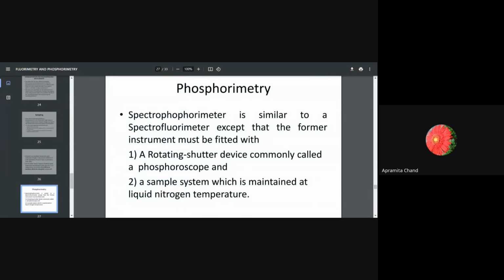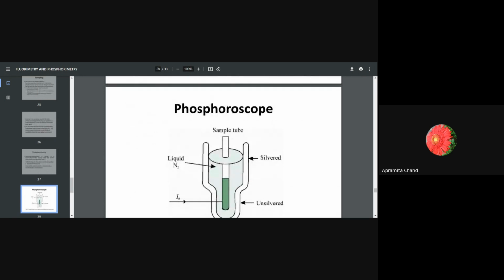For phosphorimetry, the spectrophotometer is usually similar to a spectrofluorimeter, except that for phosphorescence it has to be fitted with an extra recording device. This is known as a phosphoroscope. It is a rotating shutter device, and the sample system, as we mentioned before, has to be maintained at liquid nitrogen temperature.